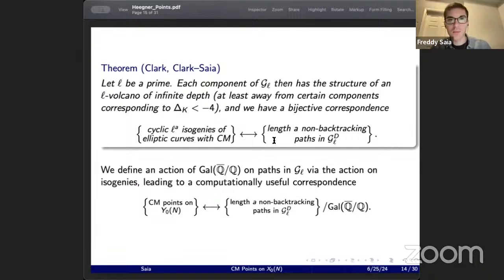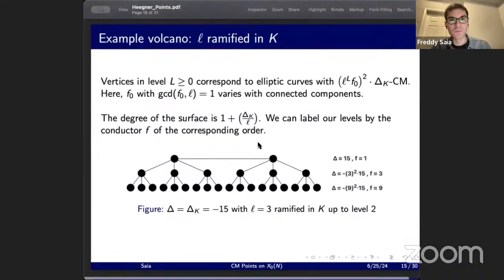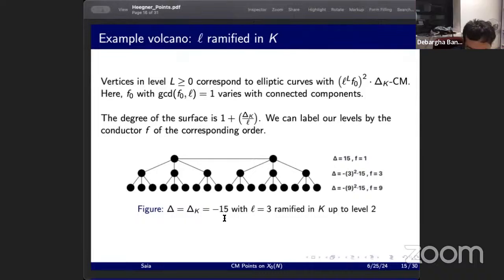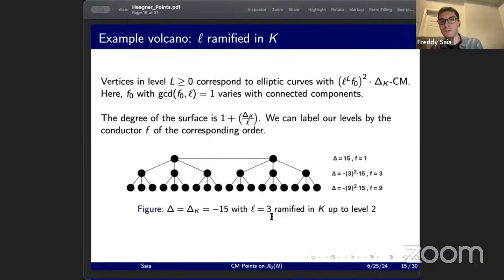Yeah, so let me show you an example. Here I'm fixing my discriminant to be -15. This is a class number 2 discriminant, and for my prime, I'm just choosing 3. And so here is part of the corresponding volcano. It will continue going downwards, but I've capped it off at level 2.